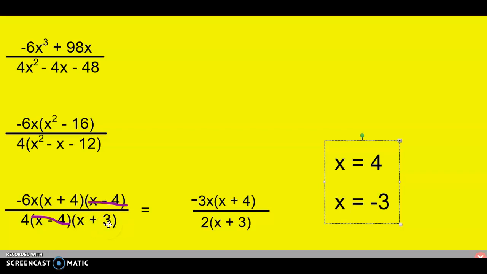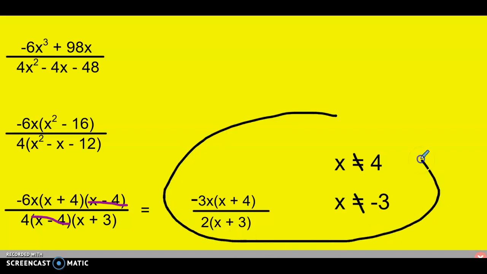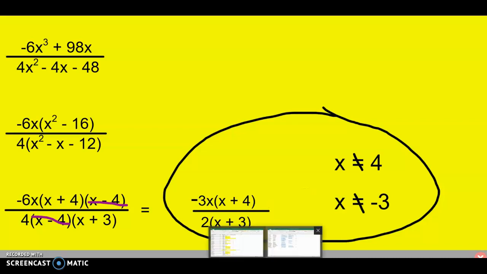would be 0 if x was negative 3. This would be 0 if x was 4. Both of those are excluded values. So we go ahead and slash those out so that we're saying x can't be 4 and x can't be negative 3. So this is our final answer here. Negative 3x times x plus 4 over 2 times x plus 3, as long as x isn't 4 and x isn't negative 3. All right, this is a very challenging example.